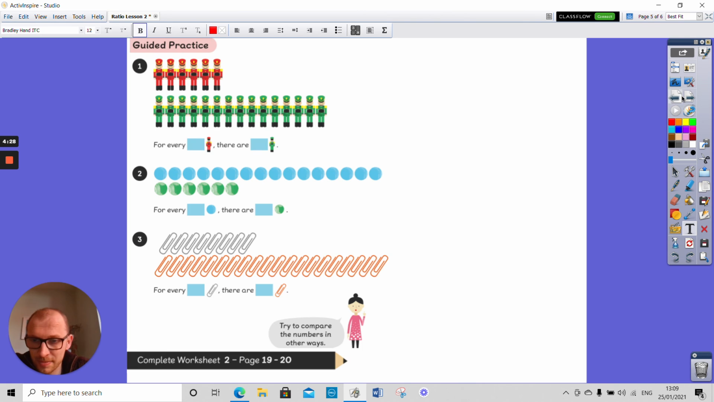When you finish that, you need to go on to worksheet 2, which is page 19 and 20 of your workbooks. And then you have a reasoning challenge to do afterwards. And you're also welcome to log back into Teams if you have any problems.